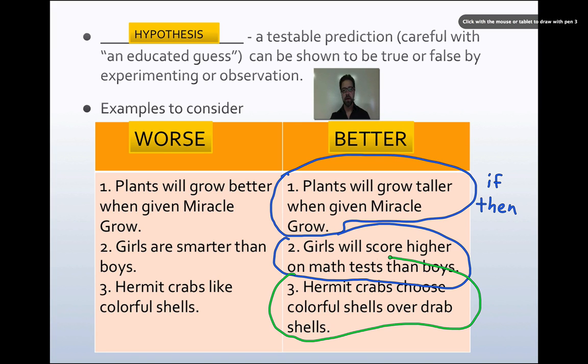And then the last one here, this one's a little bit tougher. Hermit crabs choose colorful shells over drab shells. Sometimes you can throw an if-then statement in there straight up and it works out real nice, and other times you gotta kind of work around the words. So for this one might come up with a statement like, if given a choice of colorful shells versus drab shells, then hermit crabs will choose colorful shells. So I had to kind of monkey around with the words a little bit, move them around, add some, and that's allowable too in order to come up with an appropriate style of hypothesis.